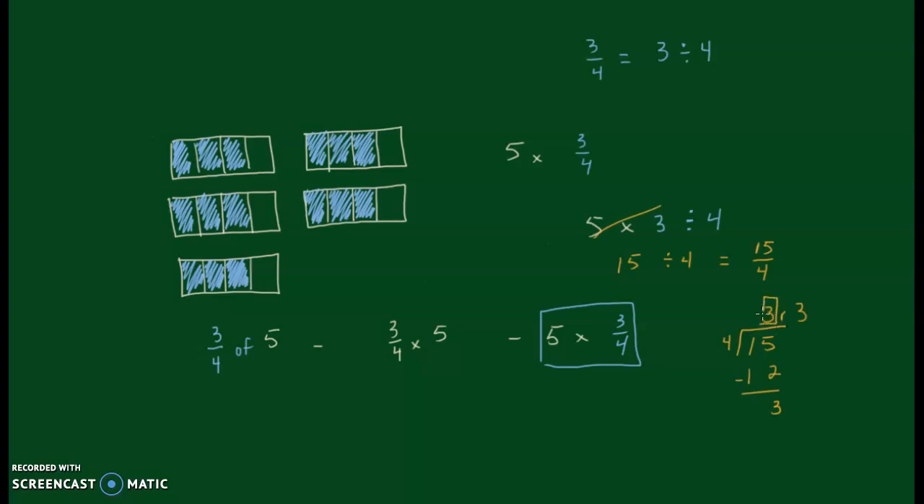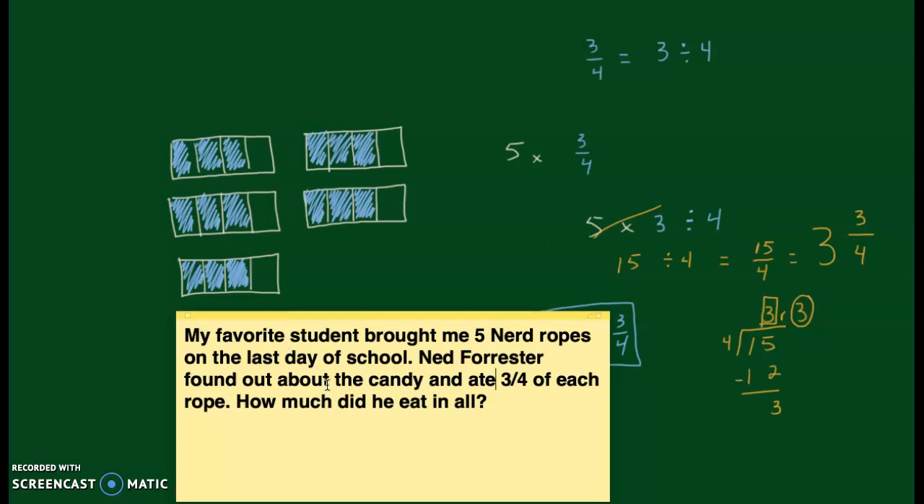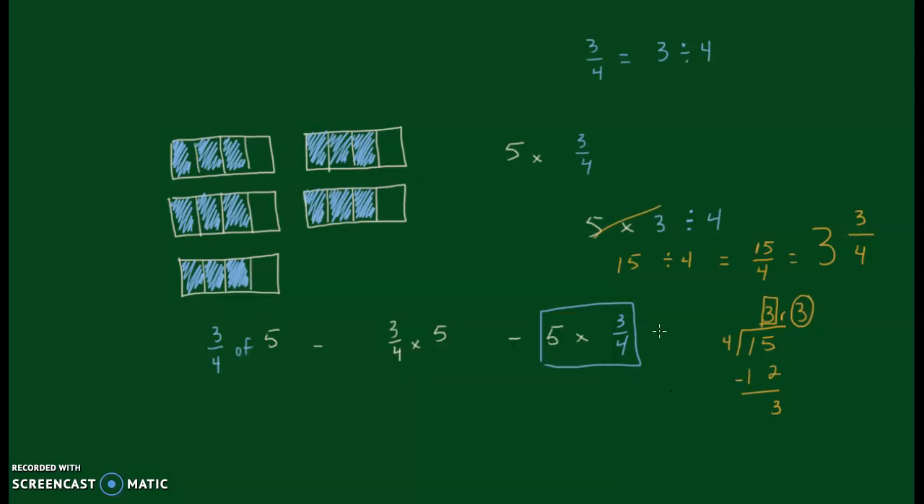Now, the quotient becomes the whole number. My remainder becomes the numerator. And then my denominator is going to be my divisor. So 3 3/4. So if I think back to my problem here, how much did Ned Forrester eat in all? Well, he ate 3 3/4 of those nerd ropes.